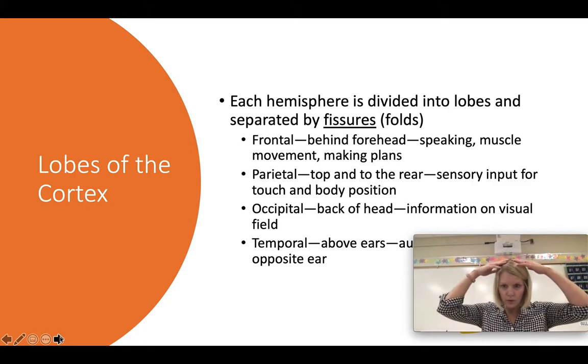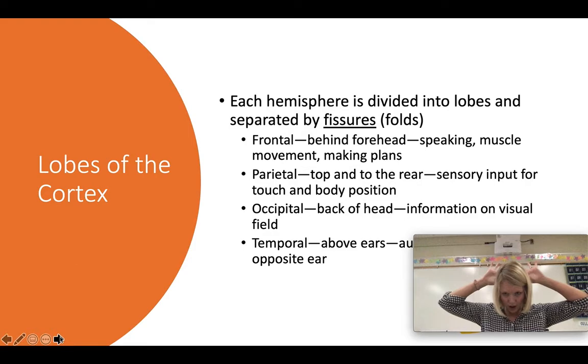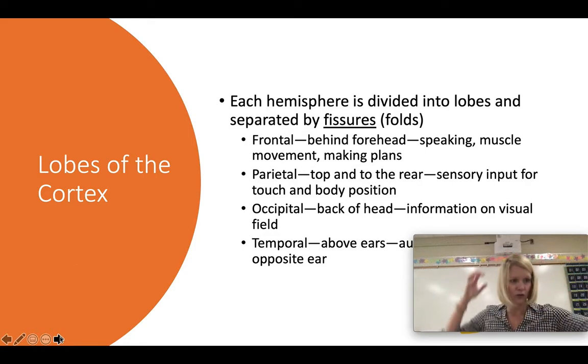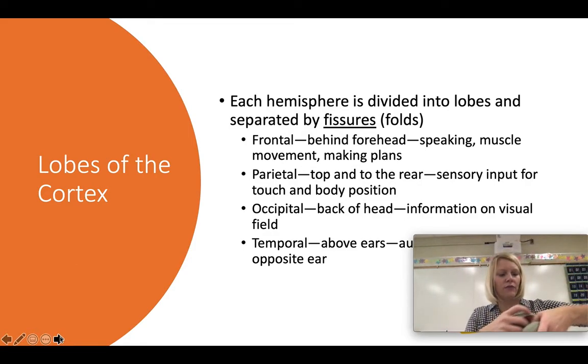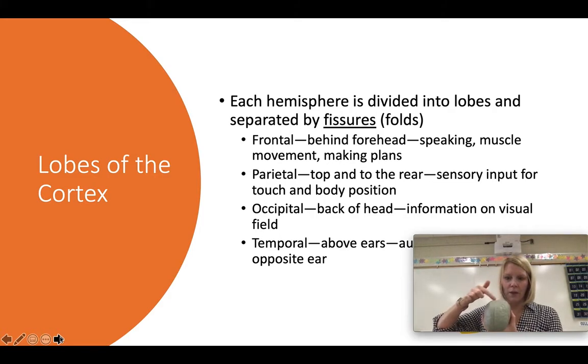The parietal lobe. The parietal lobe is right here at the top of our head, so probably from about this area on back. So this whole kind of crown of your head, this whole top side, is the parietal lobe. On this one, you can see it's right here in yellow.